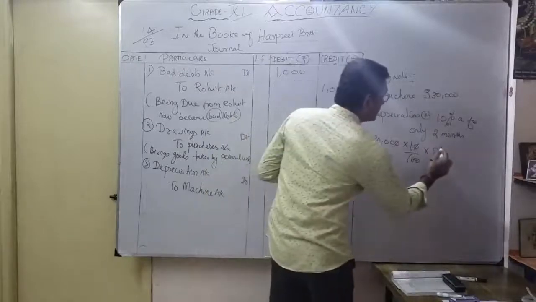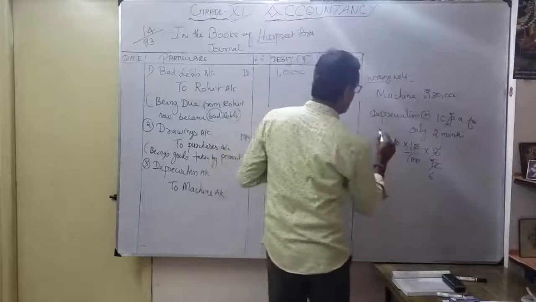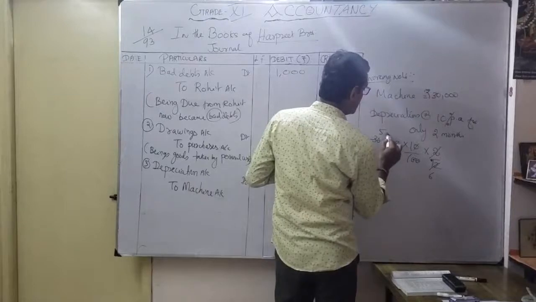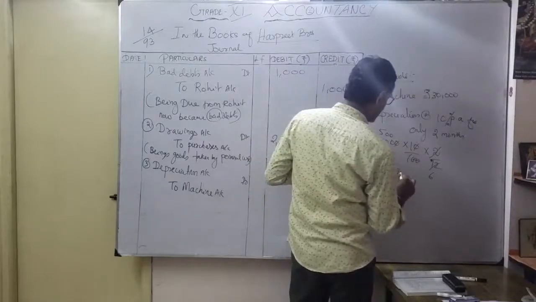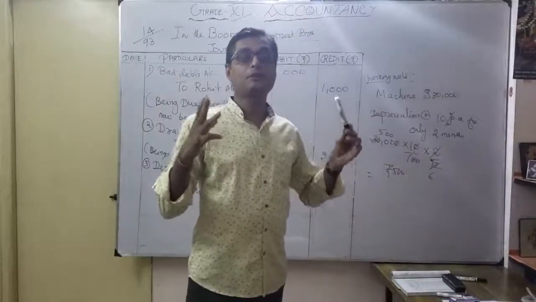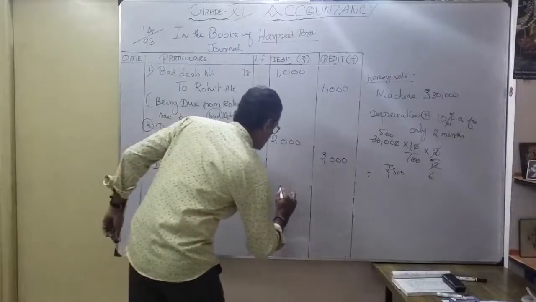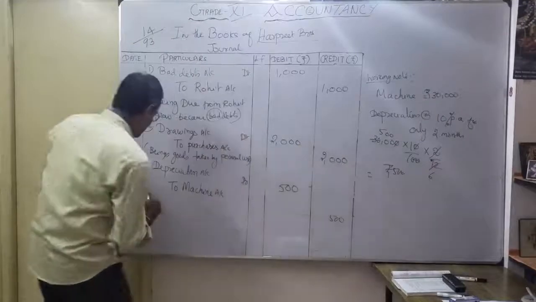Then here 6 2s are 12. Then 5 6s are how much? 30, correct? 5 6s are 30. So remaining only this 20. So what is my depreciation value? The depreciation value is 500. So I'm going to reduce my machine by 500 for only 2 months. That's why I'm going to put the amount here, 500. Here 500. So what is the narration here?